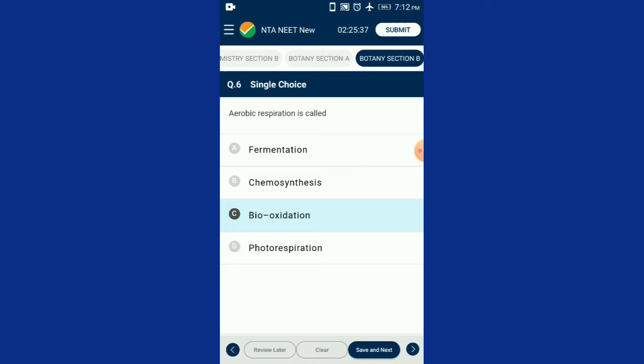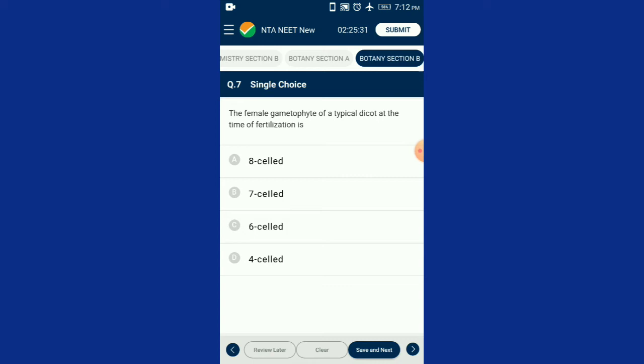Question number 7. The female gametophyte of typical dicot at the time of fertilization is. The embryo sac is the female gametophyte in dicot. The most common type of dicot embryo sac consists of a 7 celled and 8 nucleate structure. It consists of 1 egg cell, 2 synergids, 3 antipodals and a large central cell with 2 polar nuclei. So the answer is option B, 7 celled.